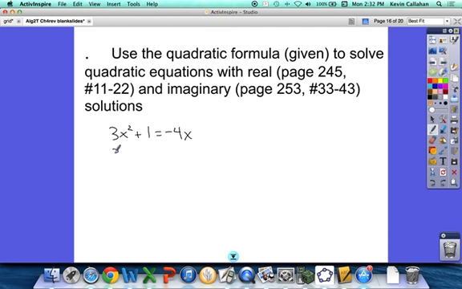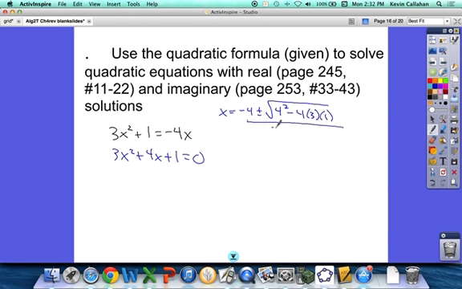So again, we have to do this. 3x squared plus 4x plus 1. So it's in standard form equals 0. Plug it into the quadratic formula. X equals negative 4 plus or minus the square root of 4 squared minus 4 times 3 times 1, over two times 3. So x equals negative 4 plus or minus the square root of 16 minus 12.